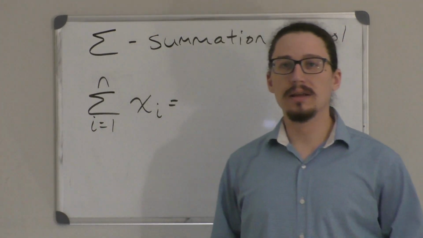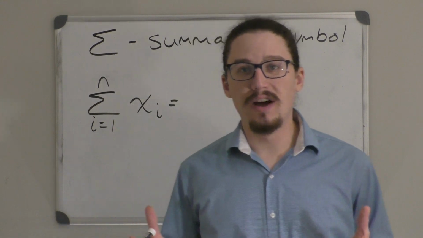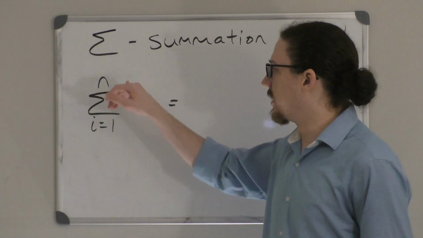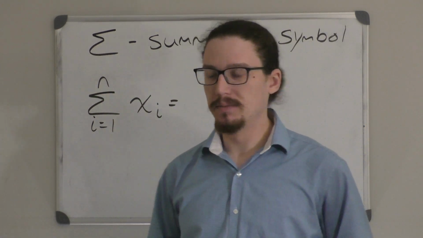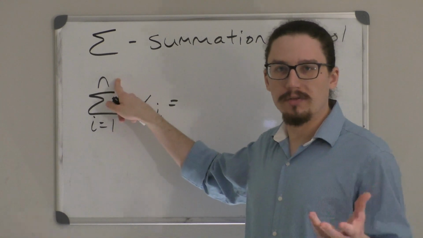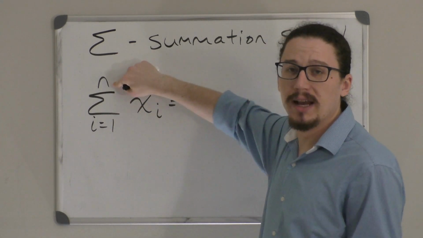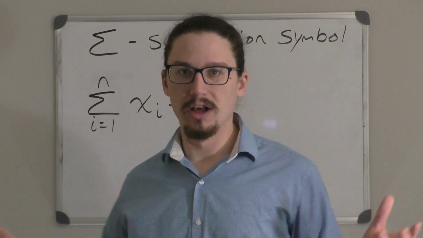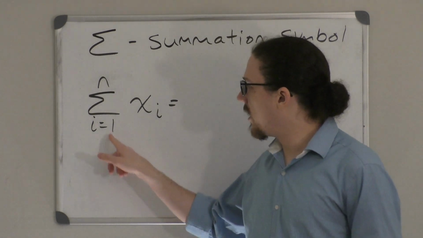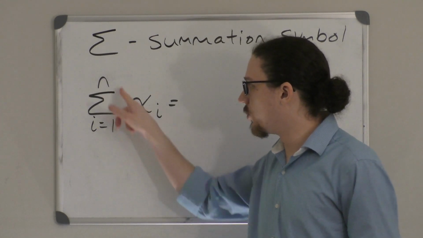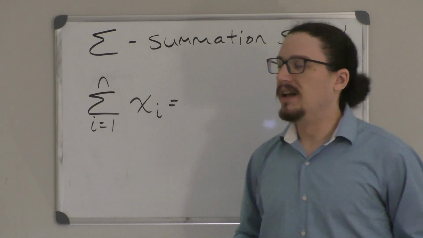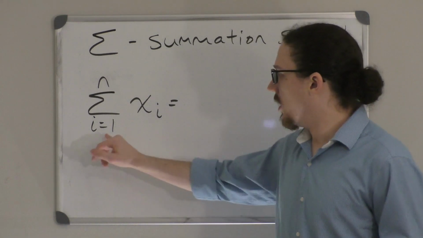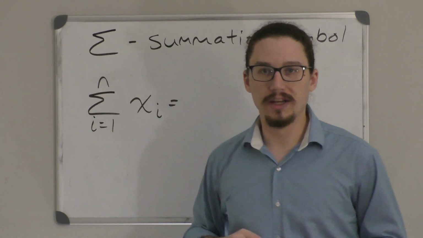N is the size of what we're looking at. In this case, lowercase n is the sample size. But ultimately, the main point right now is that n is just how many observations we have, the number of observations. So when we have the sum from i equals 1 to n of xi, that's telling us that we're going to add up all of the observations of our random variable from the first to the nth observation.